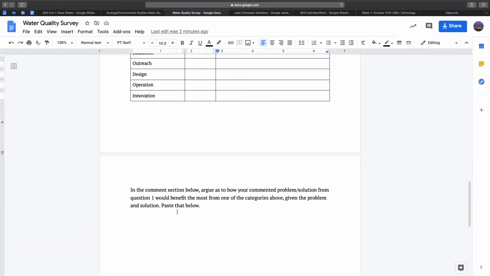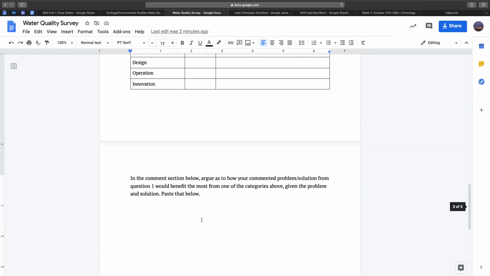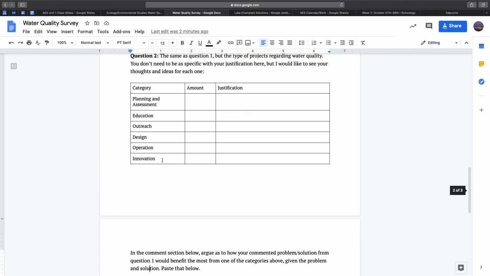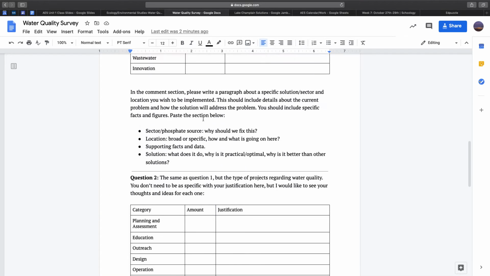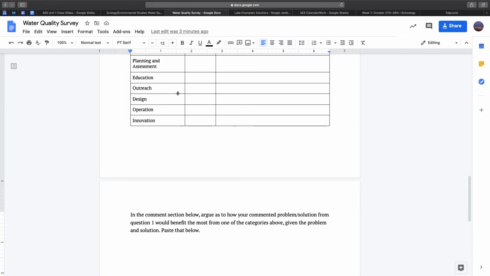And finally, in the comment section below on your survey, and right here, you're going to write a brief paragraph as to why you think your solution that you're going to write about right here would best be delivered or optimized with one of the categories above. So if you're proposing a manure injection for farms in Addison County, which of these six categories do you think would be best for achieving that solution?